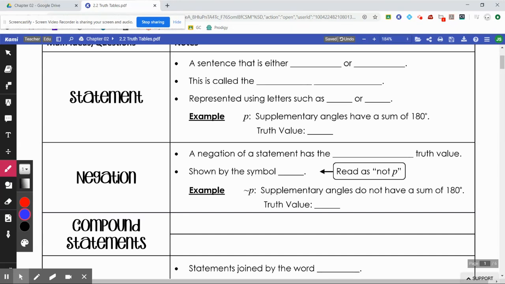Okay, on this section, we're going to be talking about some basics of logic. We're going to be doing some truth tables eventually. We're going to be talking about some things that are used a lot in the computer science field, actually. And we're going to start off with some basic definitions.